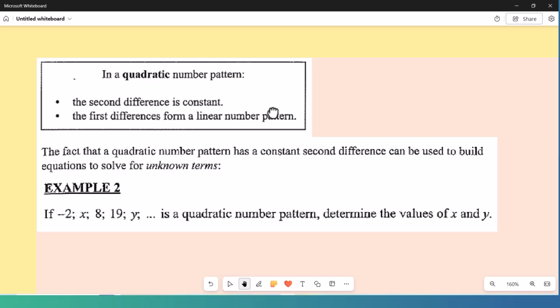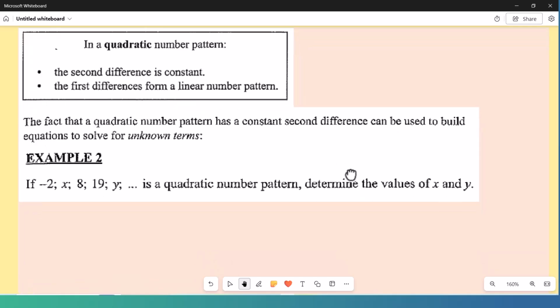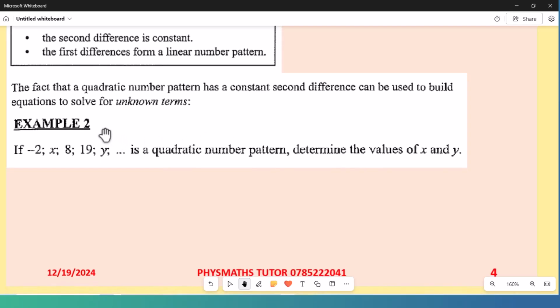Also understand that in a quadratic number pattern, the second difference is constant, and the first differences form a linear number pattern. So for that matter, the fact that a quadratic number pattern has a constant second difference can be used to build equations to solve unknown terms. Like an example here, they can say if negative 2, x, 8, 19, y is a quadratic number pattern, determine the values of x and y.